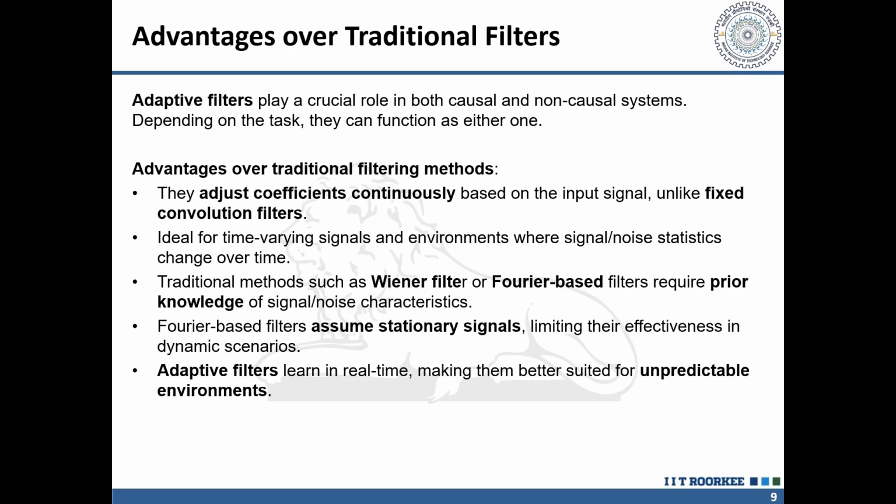They perform well in environments where signal and noise statistics change over time, whereas Fourier-based methods assume stationary signals, limiting their effectiveness in dynamic scenarios. Traditional methods like Wiener and Fourier filters require prior knowledge of the signal/noise characteristics, but adaptive filters learn these in real time, which makes them better for unpredictable environments. Also, traditional filters, which are based on convolution and Fourier methods, aren't particularly good when it comes to dealing with non-integrable functions. However, adaptive filters have no such problem.